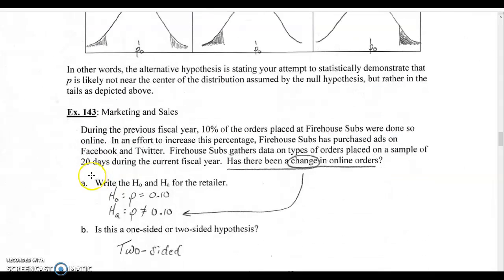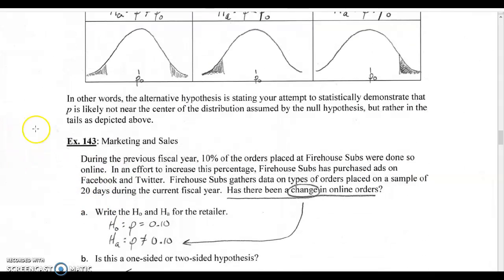So in other words, the alternative hypothesis is stating your attempt to statistically demonstrate that p is likely not near the center of the distribution assumed by the null hypothesis, but rather in the tails, as we just talked about.